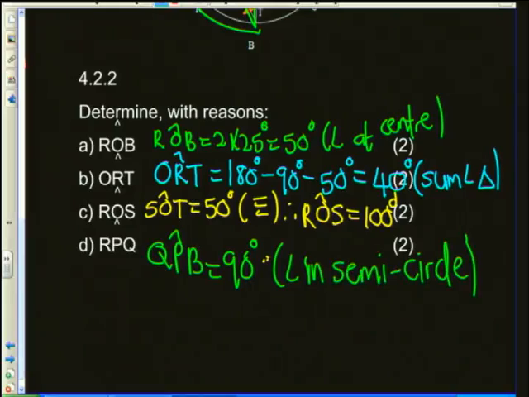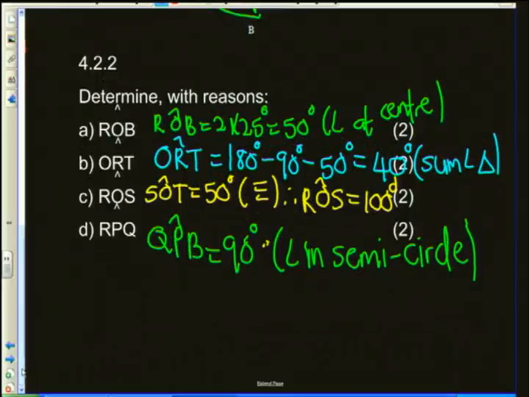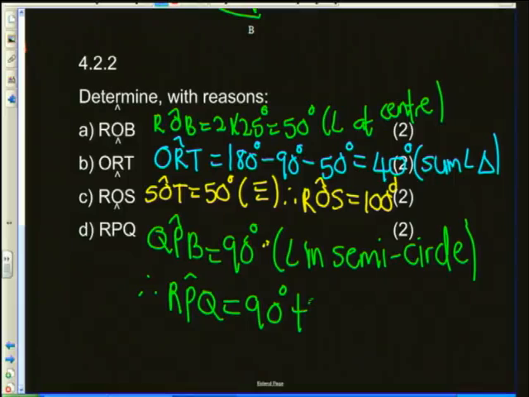Right, so if that is equal to 90 degrees, and if I want the whole angle, meaning I must add both of them together, it's going to be 90 plus 25. So therefore, angle RPQ is equal to 90 degrees plus 25 degrees, which is equal to 115 degrees. Right, and that brings us to the end of that bit.